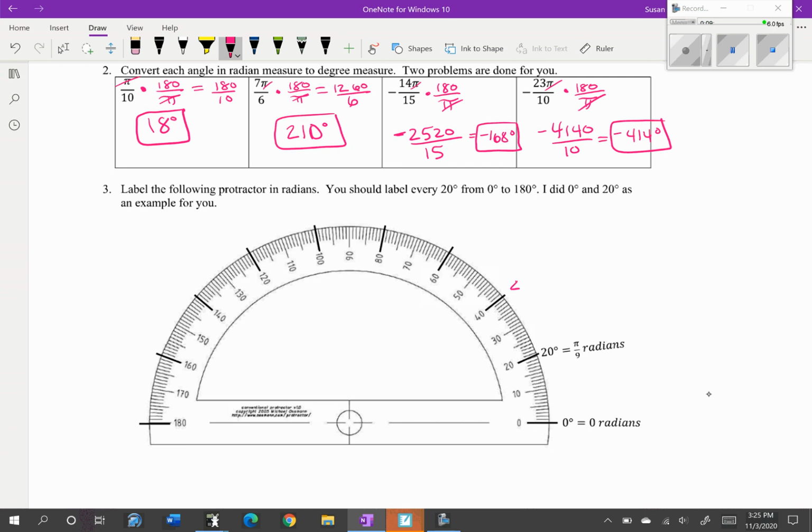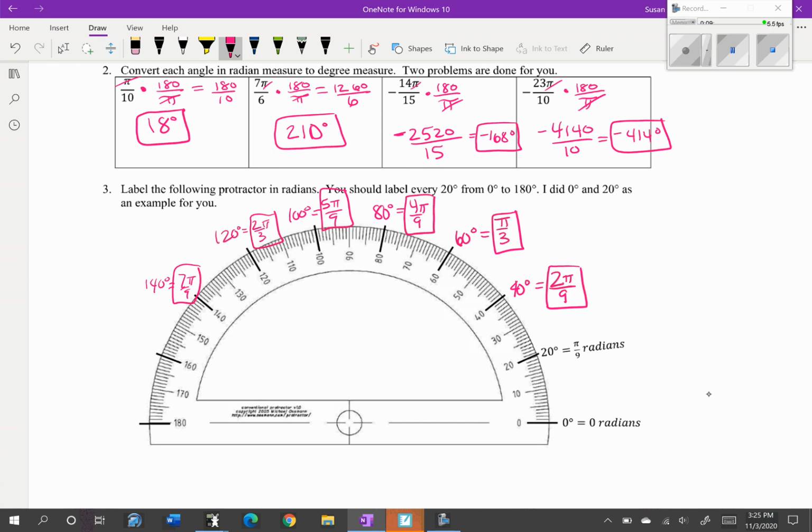So for this next one, 40 degrees, you should have gotten that equal to 2 pi over 9 radians. For the next one, 60 degrees is equal to pi over 3 as a radian measure. 80 degrees, when you convert that, you get 4 pi over 9. 100 degrees becomes a radian measure of 5 pi over 9. 120 degrees is 2 pi over 3. 140 degrees is equal to 7 pi over 9.